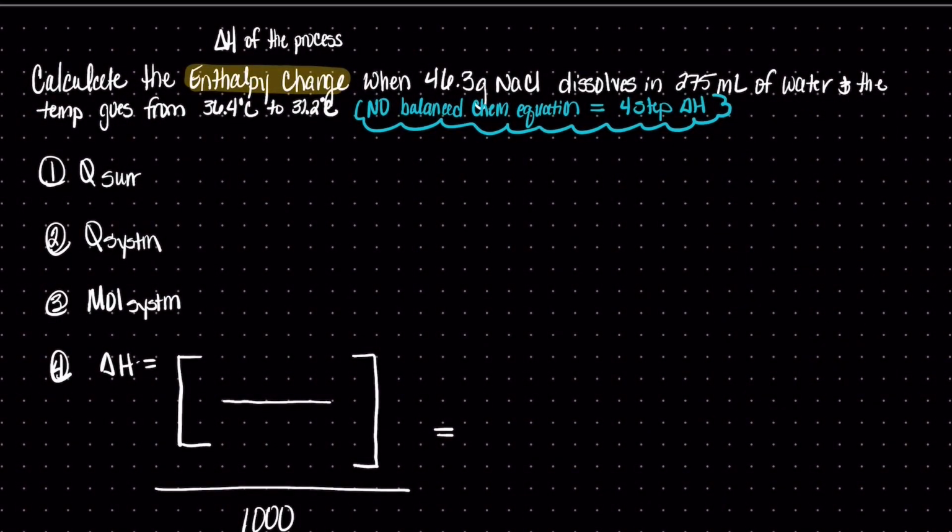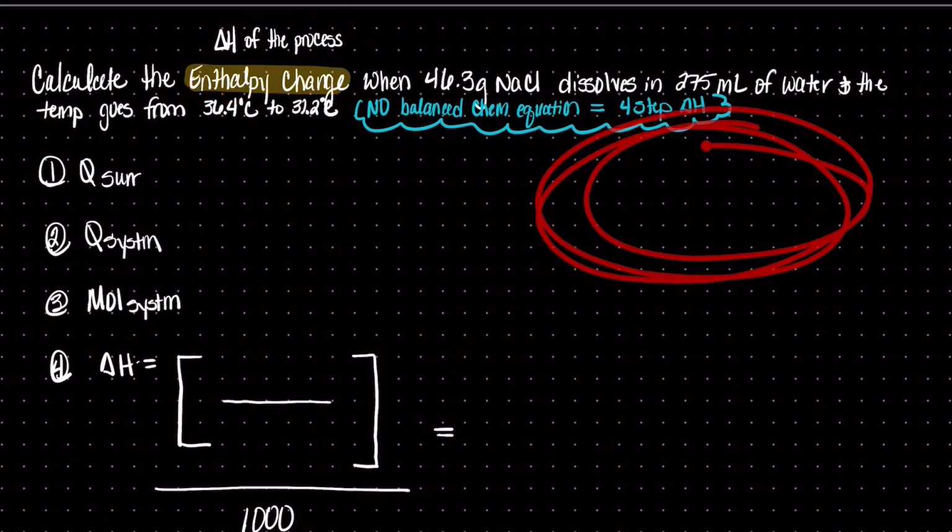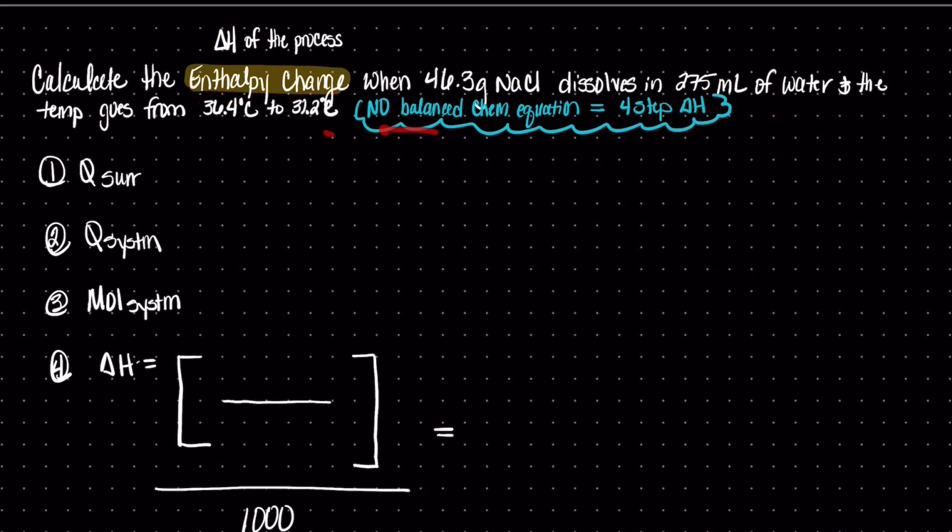All right, ladies and gentlemen, let's get into this last problem. Calculate the enthalpy change. So I know I'm doing the delta H of a process. If it talks about an enthalpy change and I don't have any balanced chemical equation, I know I've got to do my 4-step process. Now that you know the 4-step process, use it.